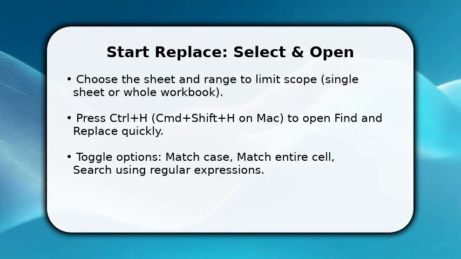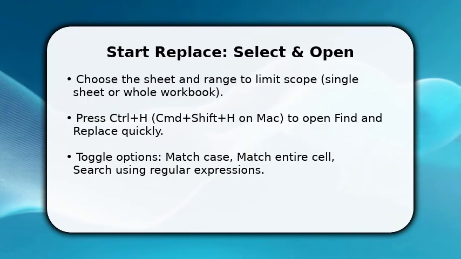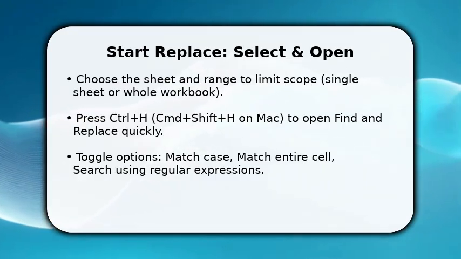You begin by selecting the exact range or entire sheet so you don't change unrelated data. Once selected, open Find and replace with Ctrl+H or CMD+Shift+H. This brings up quick fields for find and replace. Make sure to enter the exact text or pattern you want to change.